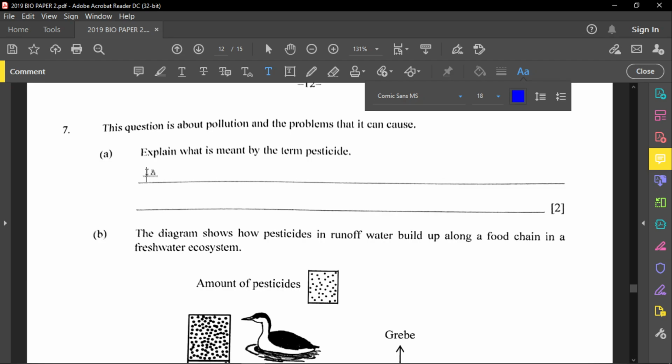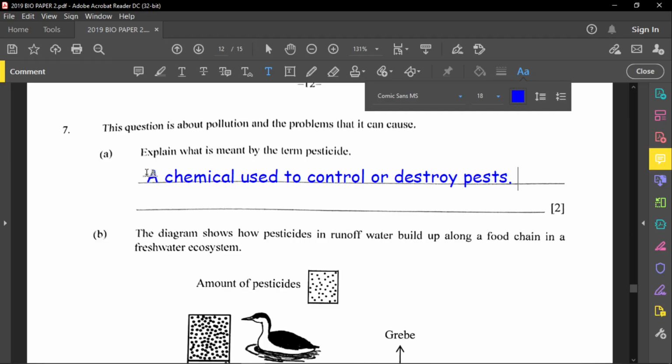So a chemical used to control or even destroy, to control or destroy pests. Okay, so you're going to destroy them. Okay, all right. And just to point out something right here.